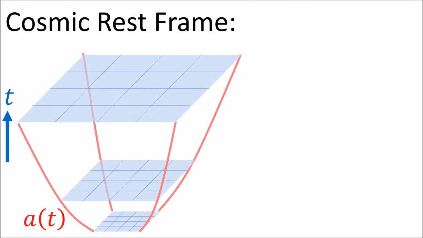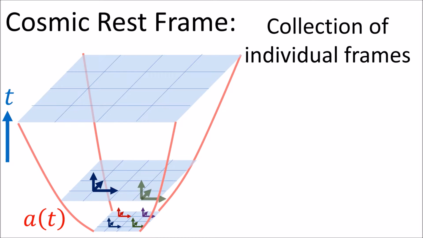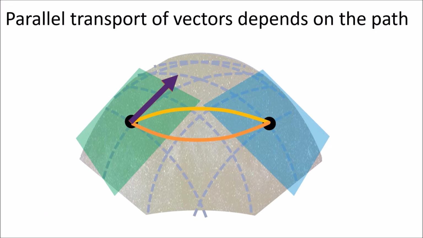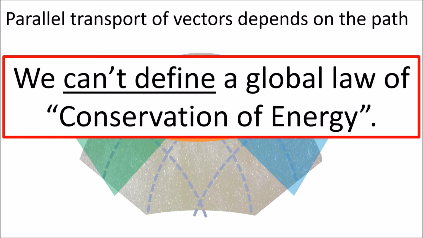Basically, the cosmic rest frame is really a collection of individual frames all over the universe, and we can't directly compare the energy measured in one frame to the energy measured in another frame. Moving from one frame to another requires parallel transporting the frame across curved spacetime, and there is no unique way to do this in curved spacetime. If we parallel transport a frame to the same destination using two different paths, we get results that are different. So we can't meaningfully compare energies at different points in spacetime, and this means that we can't define a global law of conservation of energy.